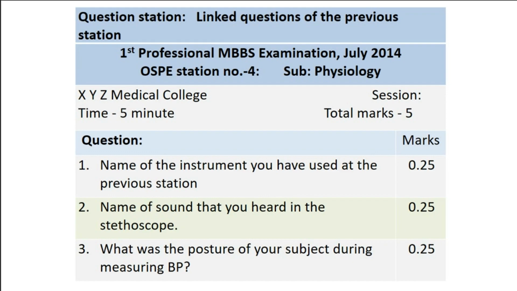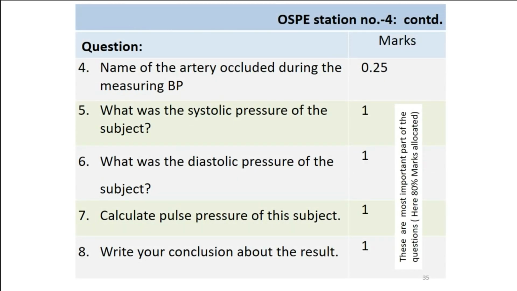Question and marks. 1. Name of the instrument you have used at the previous station, 0.25. 2. Name of the sound that you heard in the stethoscope, 0.25. 3. What was the posture of your subject during measuring BP, 0.25. 4. Name of the artery occluded during the measuring BP.